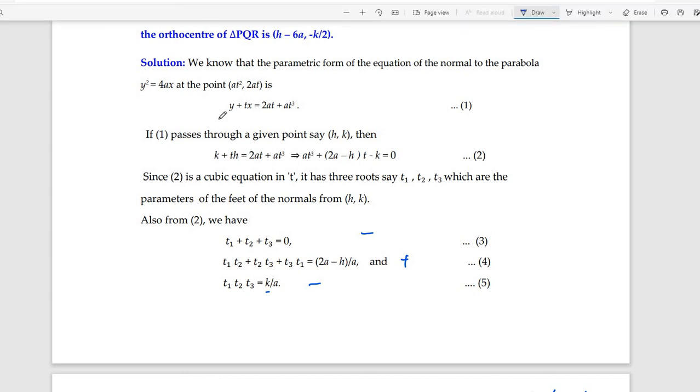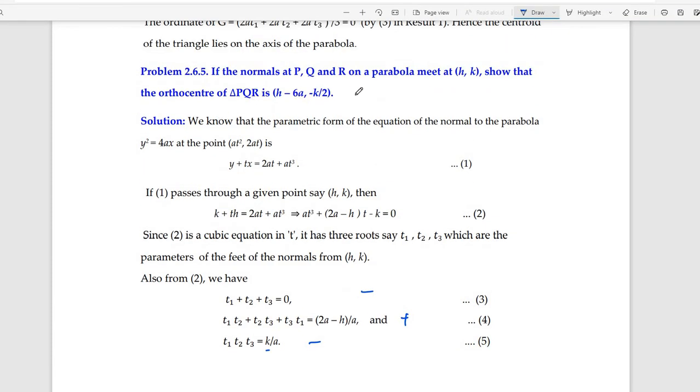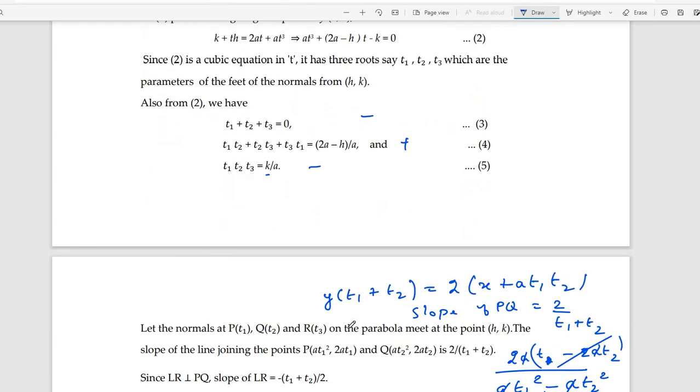So in the next problem, we are going to have the orthocenter of the triangle PQR, where P, Q, R are the feet of the normals, so that the normals at them meet at (h, k). So for that, we first write out the relation between the roots and coefficients by considering the parametric form of the equation of the normal. And because it passes through (h, k), we have these set of equations.